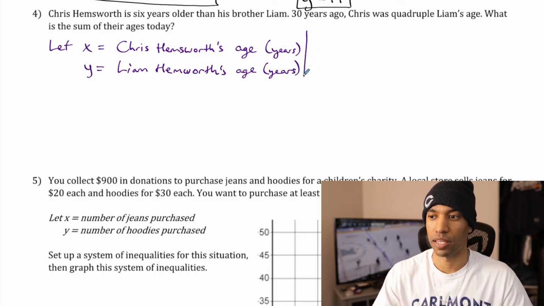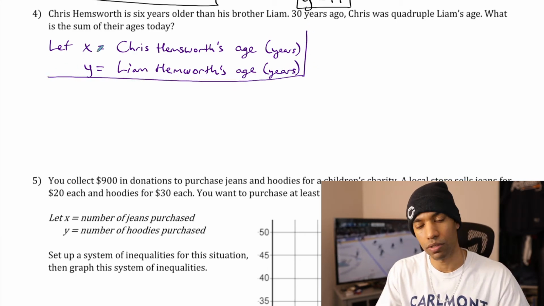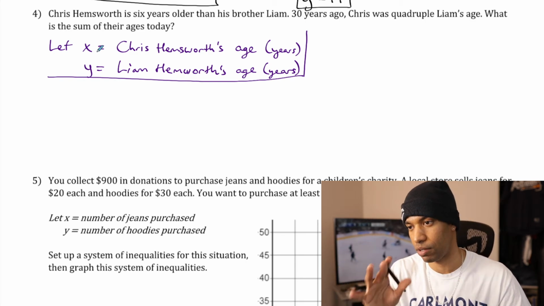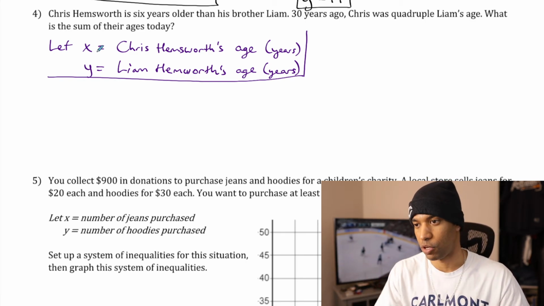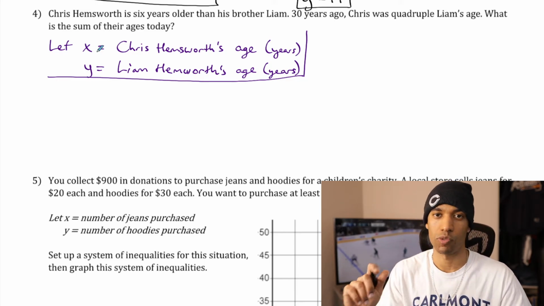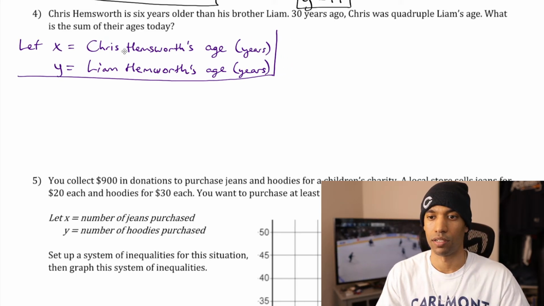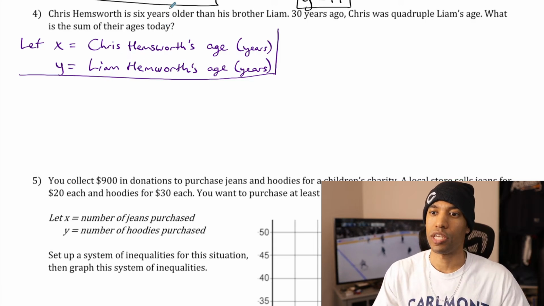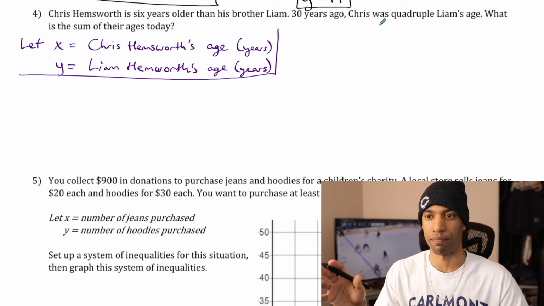I know for some people they're like, that's a lot of writing, that's too particular. No. Be specific. Be very, very specific for yourself, for the kinds of equations that you set up, for the story that you tell, for the answers that you give. Be very, very specific. There is no overkill for that. None. All right, Chris Hemsworth is 6 years older than his brother Liam today.